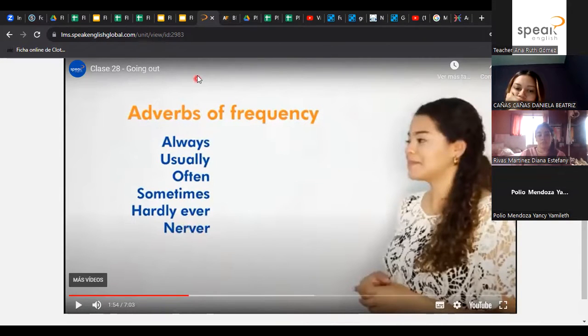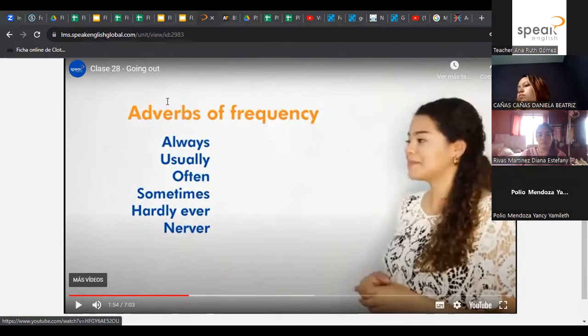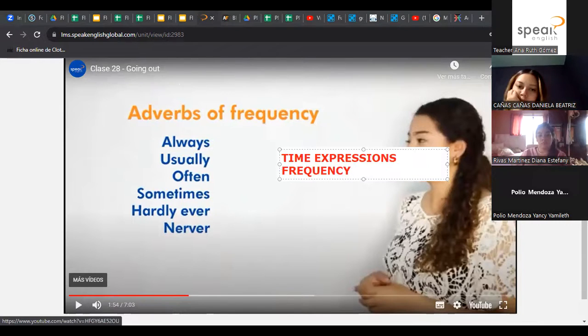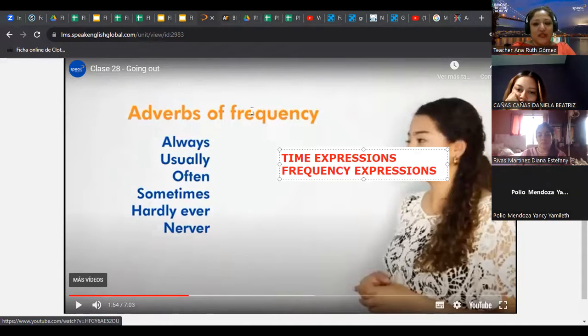Okay. Now pay attention. Ella está hablando de dos cosas. Va a hablar de dos cosas. Y eso quiero que lo diferencien bien. I want you to make the difference well. She is going to talk about adverbs of frequency and time or time expressions. Or frequency expressions. Pay attention to that difference, okay? Because adverbs of frequency is one thing and frequency expressions or time expressions is another thing.